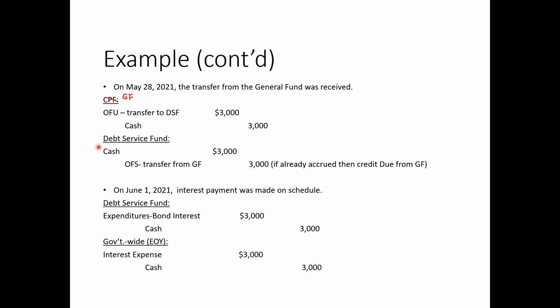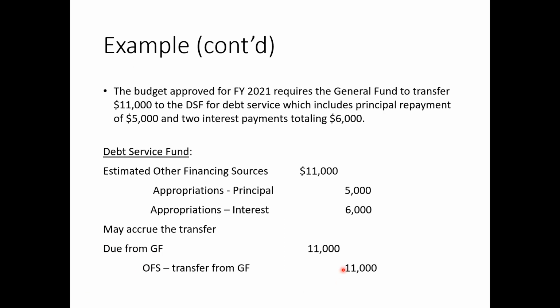And for the debt service fund, we're going to record the receipt, right? Debit cash, then credit other financing source. If we accrued like this one, then we just debit cash and credit due from general fund. Okay, if we have accrued.